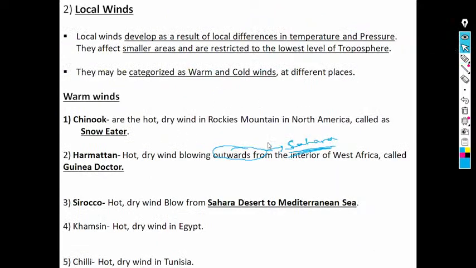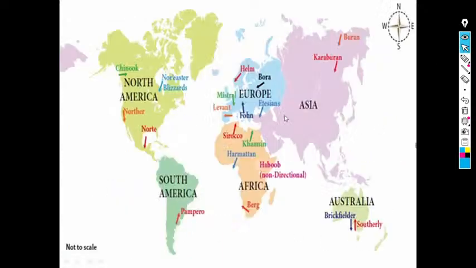The Chinook is called the snow eater because it melts the snow and gives in the ripening of the food. Then harmattan is a hot dry wind blowing outwards from the Sahara desert, from the interior of West Africa, called the Guinea doctor. It brings sometimes relief to the rainfall. Guinea doctor, Africa harmattan.